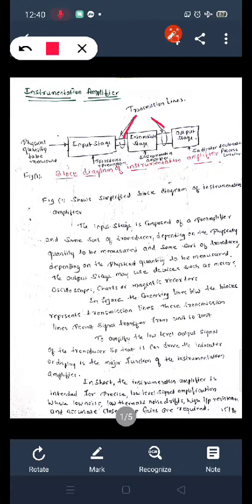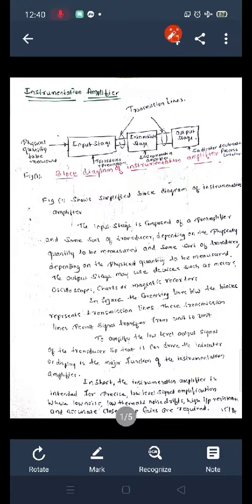These transmission lines permit signal transfer from unit to unit. Now, amplifying the low level output signal of the transducer so that it can drive the indicator or display is the major function of our instrumentation amplifier.